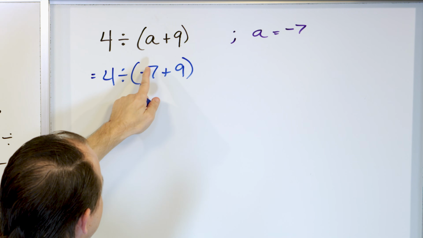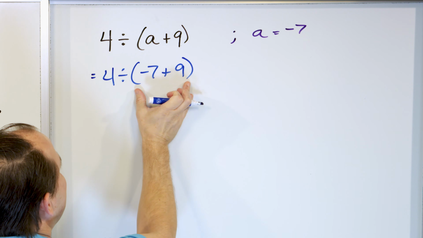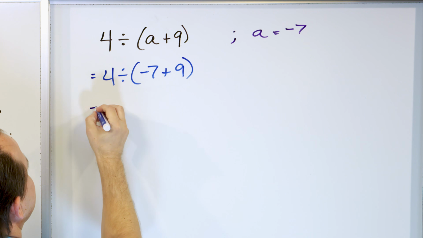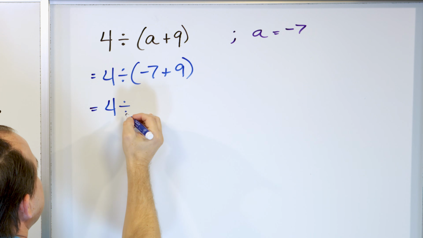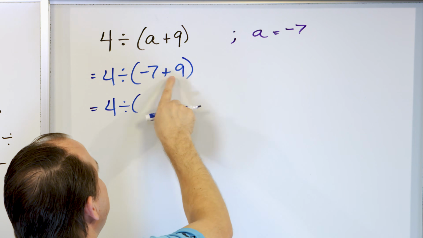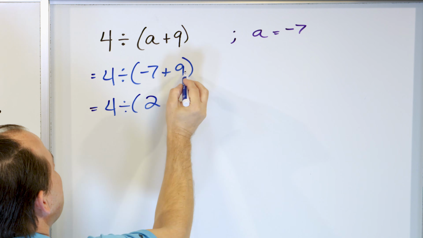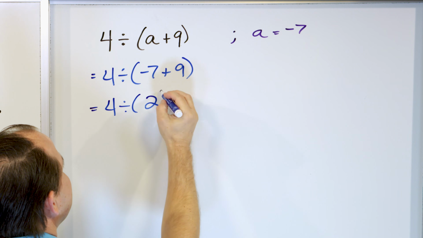But you could wrap it in parentheses if you want. Now, order of operations says we have to do what is inside of here first. We cannot do this division first. So it'll be 4 divided by, what do we get when we calculate this? Negative 7 plus 9, they're opposite signs. So what do we do? We subtract. 7 minus 9 is 2, and the sign goes with the larger absolute value, which is the 9.